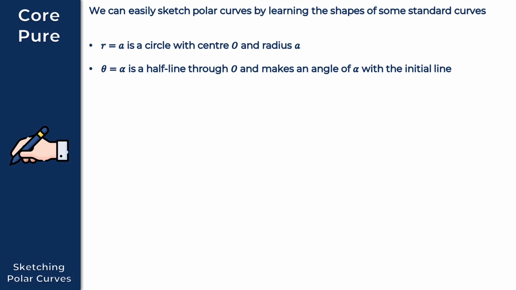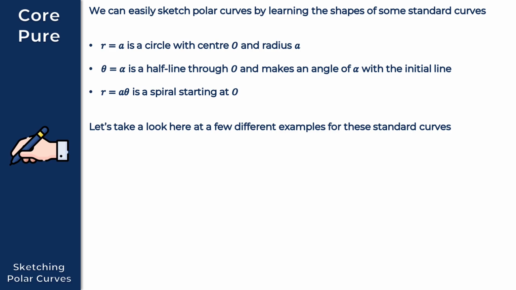For our second standard curve, we have theta equals alpha. This is a half line through the origin O, and it makes an angle of alpha with the initial line. And for our final standard curve, we have r equals a theta, and this is a spiral starting at the origin.